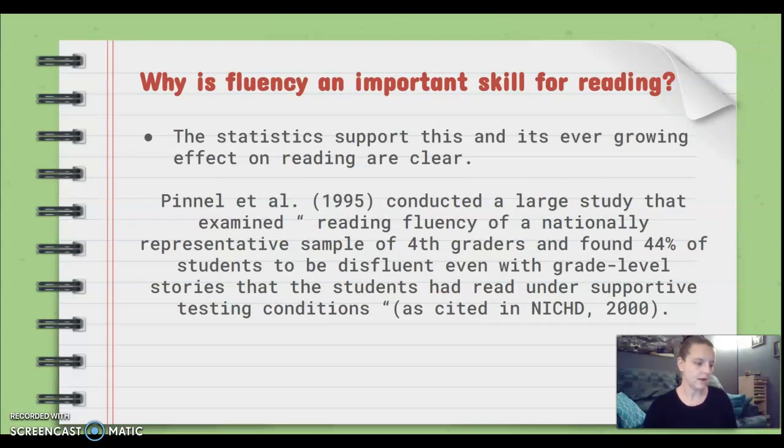And just to wrap up that connection, why fluency is important for reading, the statistics that we see on this, especially conducted by Pinnell et al., showed that in a sample of fourth graders, 44% of those students were seen to be disfluent, even with grade level stories. And that was even with supportive testing conditions. So fluency is key to unlocking the meaning of text. Without the meaning, you are unable to make connections, come up with new ideas, infer about what might happen next, or even learn something new that can help you learn new words and new ideas.